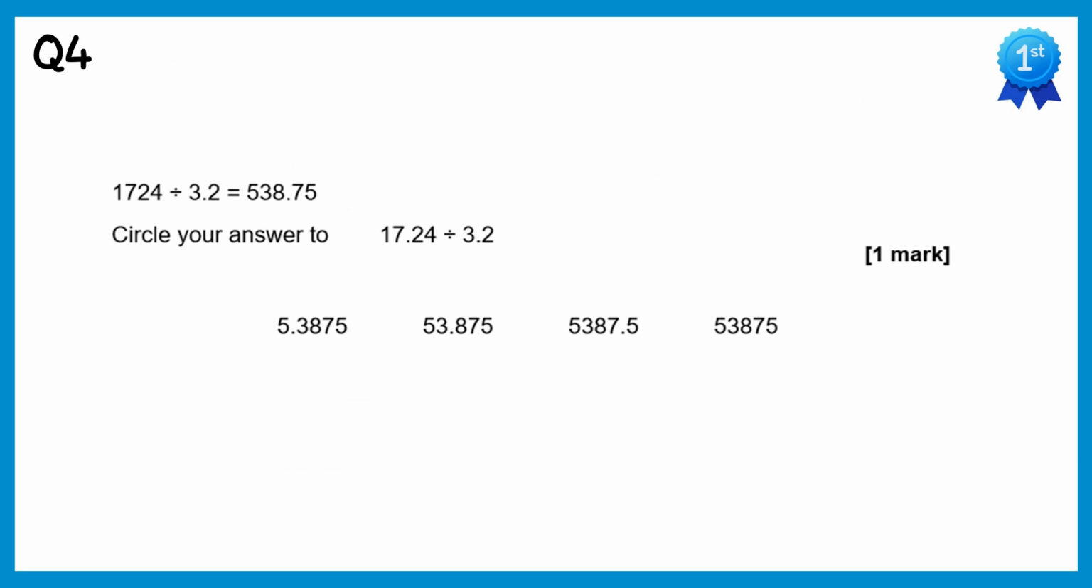For this question we need to work out 17.24 divided by 3.2. Notice how the digits in this question are the same as the digits in the one we've been given here. So 1724 divided by 3.2. In fact the only difference is we need to work out 17.24, but the question tells us about 1724. 1724 is 100 times bigger than 17.24. So the answer to our question must be 100 times smaller than the one they got. So if we do 100 times smaller than 538.75, we get 5.3875.